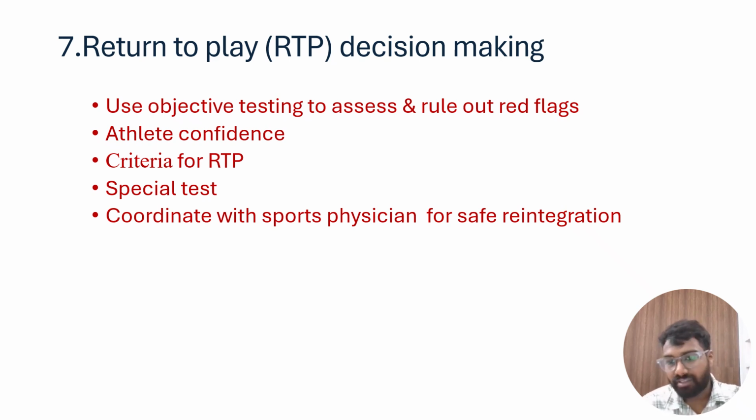Athlete confidence plays a major role here. Some athletes can be fearful about how they could play with this injury, so the level of confidence can determine the return to play. Now, criteria for return to sports. There are different criteria or specific drills for ACL, that is single hop, triple hop, or crossover hop, that determine whether the healing has occurred or not. Then special tests: if there is no pain with the special tests, then we can proceed to play.